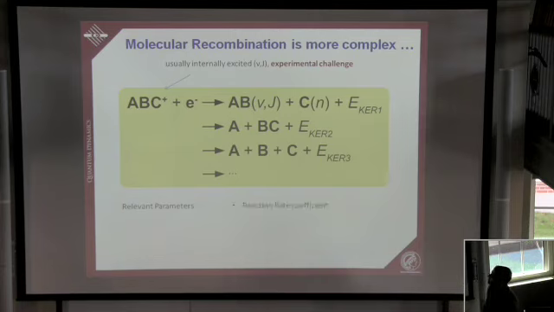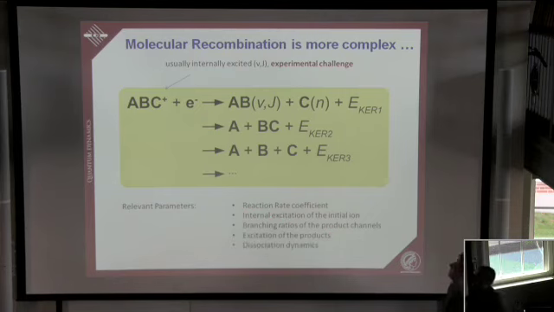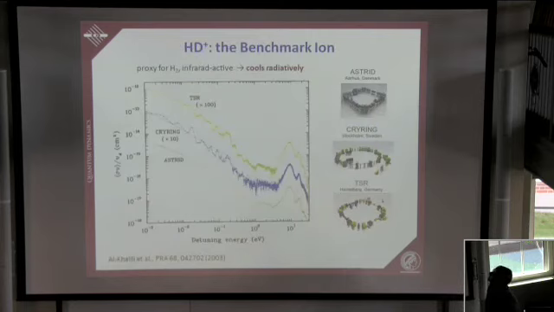So the relevant parameters we have to worry about are the absolute reaction rate coefficient. That's often something we want to determine. The internal excitation of the initial ion is a very important parameter. The branching ratios of the different product channels, the excitation of the products, and the dissociation dynamics if we get to that. Now here's a benchmark measurement.